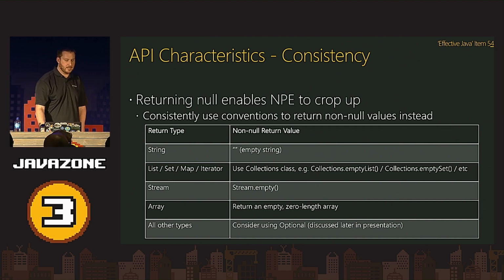Stream has stream.empty. Array, you can return an empty zero-length array. And we're going to talk about optional later. I get a lot of discussion with people about optional, and so we'll dive into that a little bit later on. It's a funny thing, that class. Judging by the laughter, I think you would probably agree.